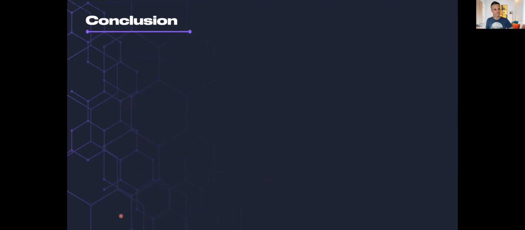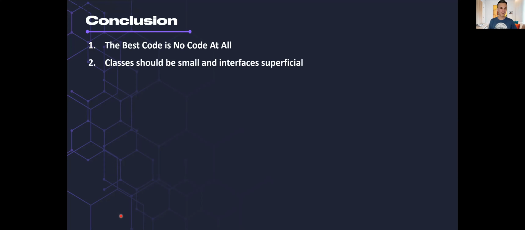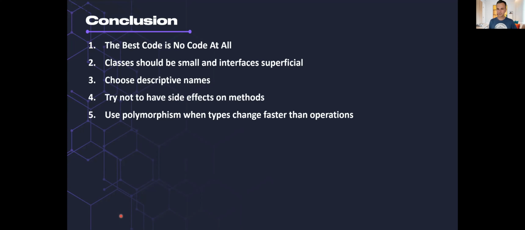So to conclude, the best code is no code at all. So if you can do something without coding, this is the best thing. If you need to code, then classes should be small and interfaces superficial. Try to choose descriptive names. Try not to have side effects in methods. Use polymorphism where types change faster than operations. Use switch when operations change faster than types.